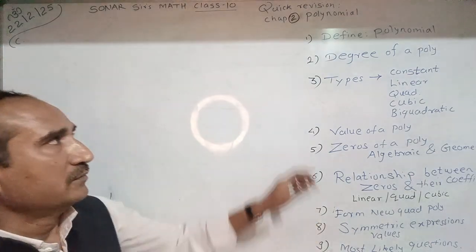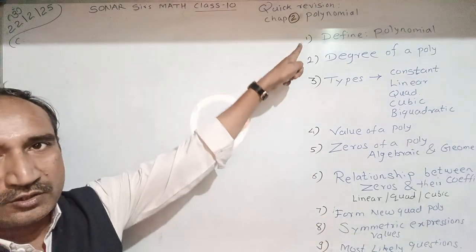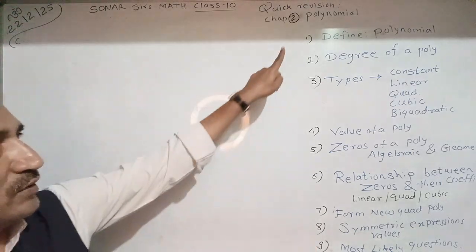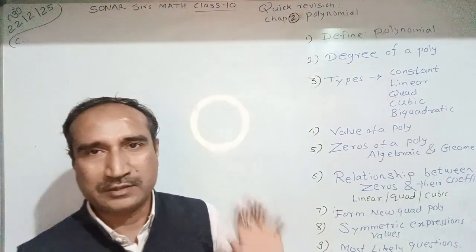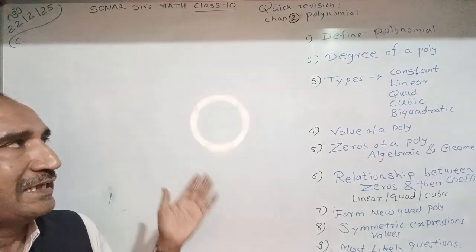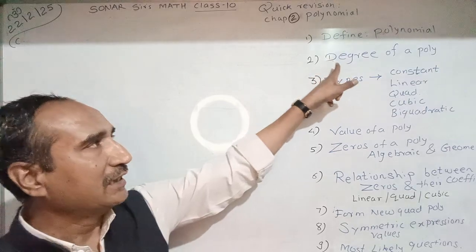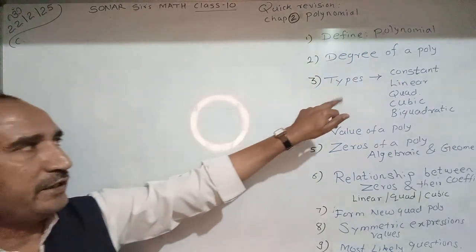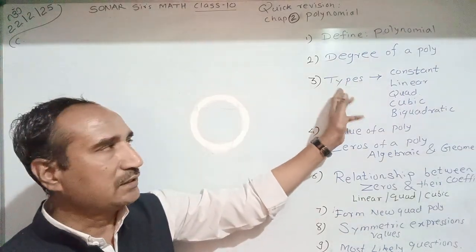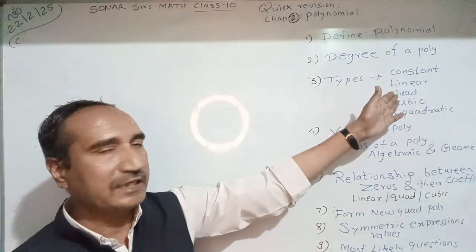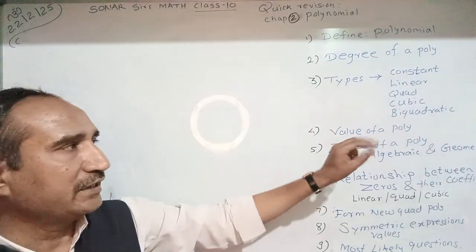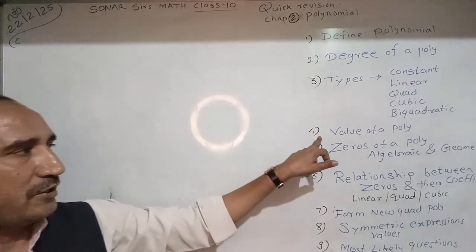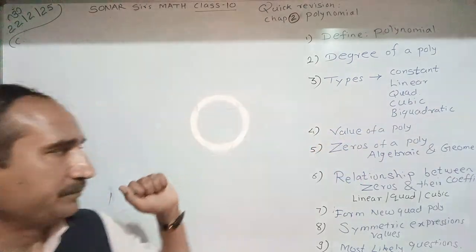Now, we'll discuss all these 9 points in the chapter Polynomial. First is define polynomial. So what is the definition of polynomial? Exact concept of the polynomial. Then degree of a polynomial. Third point, we'll discuss types of the polynomial: constant, linear, quadratic, cubic and biquadratic. After that, we'll discuss about the value of a polynomial.